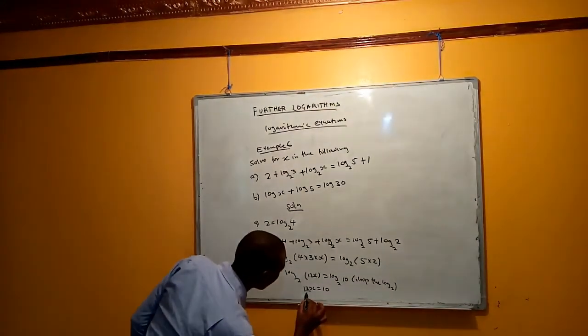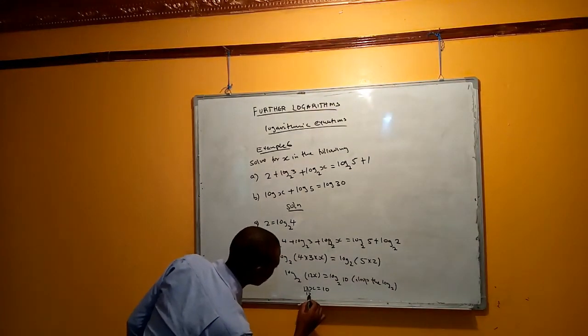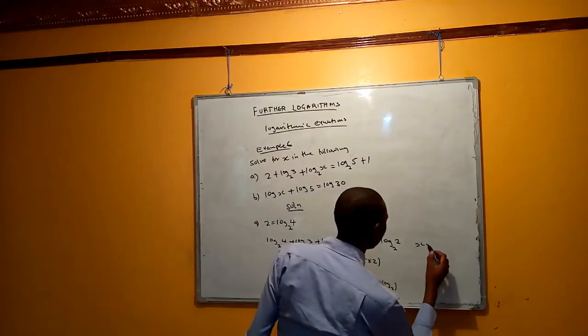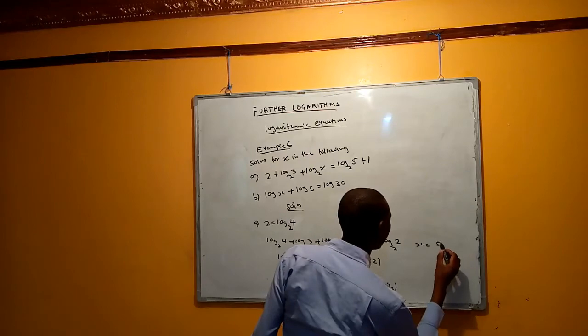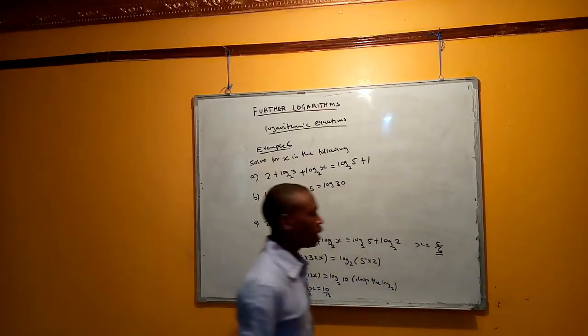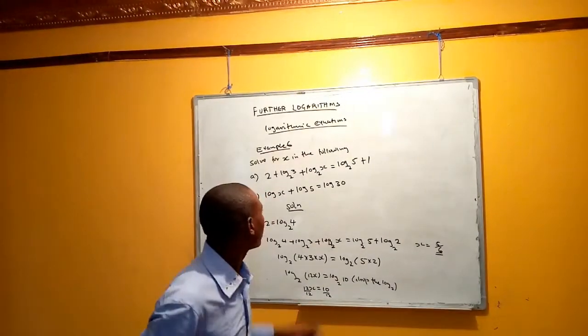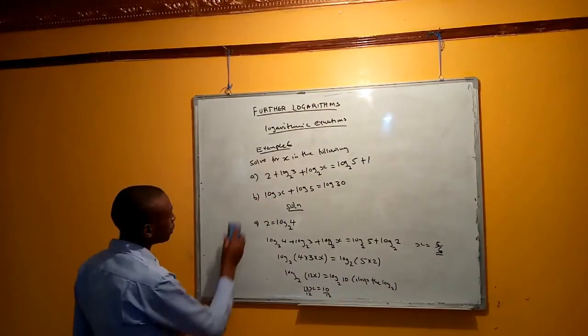So we can have our value of x by dividing by 12. So the value of x here will be 5 over 6. And that becomes the solution to our first question. Now let's do the second part.